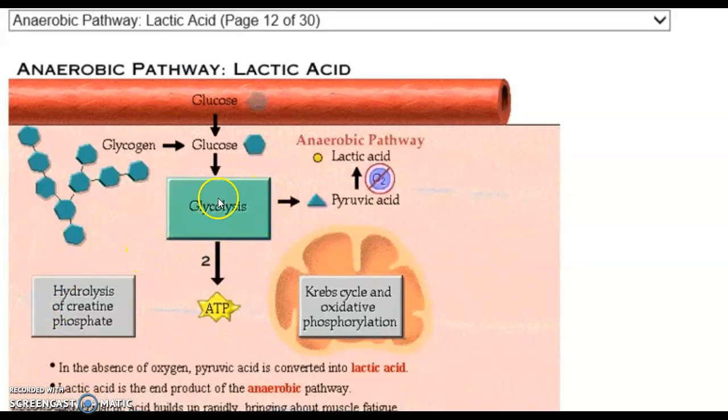This picture gives us a great summary. Glucose is coming in, or it's already in there being stored as glycogen, but we have to break it off to use it, where our creatine phosphate is hydrolyzed. In other words, we break off the phosphate to have the ATP that's available to go through the rest of these steps.